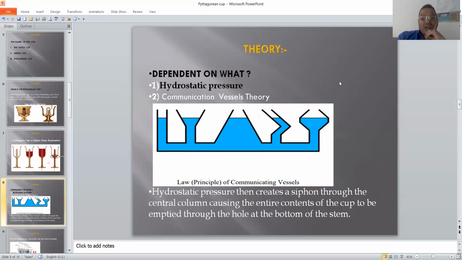Now, let's discuss what this cup depends on. Sure, he was an amazing man, an amazing scientist, but sure, he had a diagram to make an amazing cup like that.